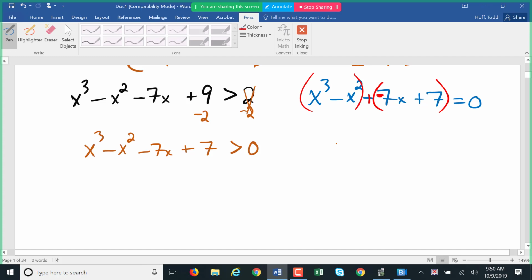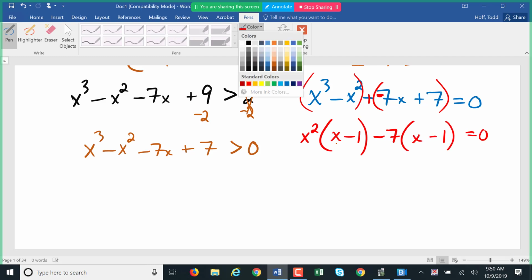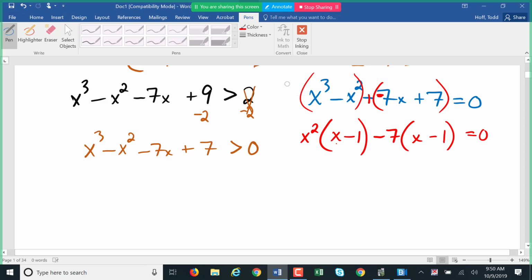So x to the third and x squared is my greatest common factor, leaving me with x minus 1 inside there. Negative 7x and 7 have a common factor of 7. I'm going to take out a negative 7, so they get a positive x minus 1 inside that parentheses. Now I factor out the x minus 1. I've got x minus 1 times x squared minus 7 equals 0.